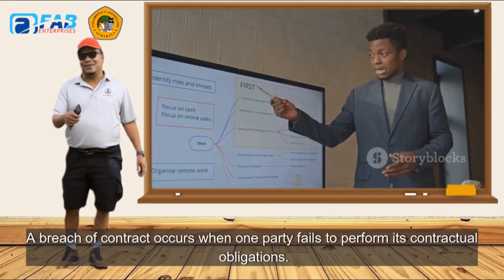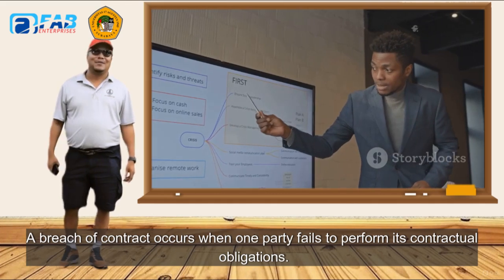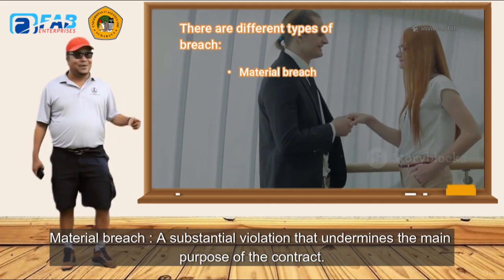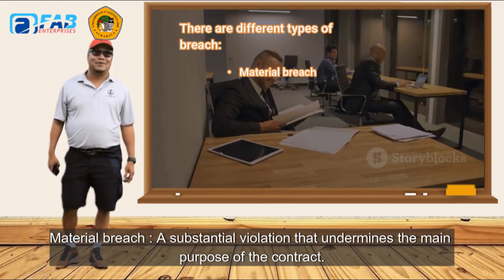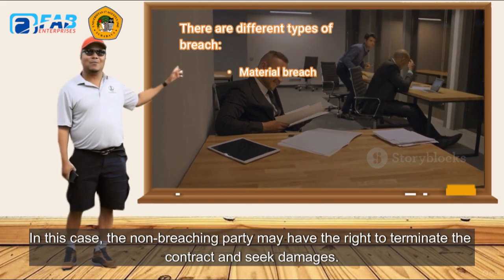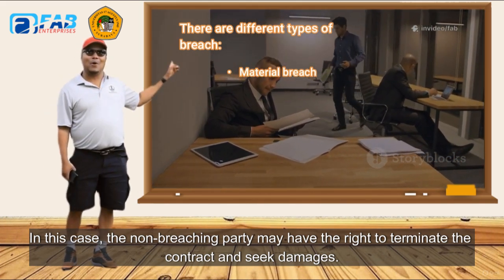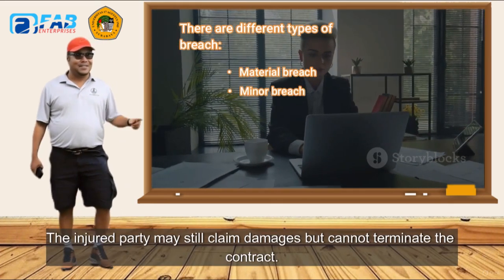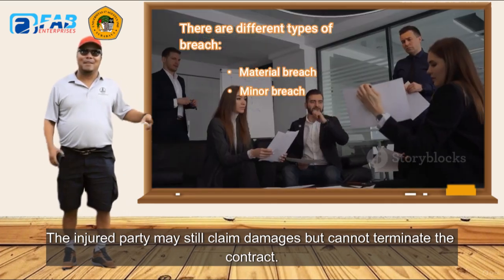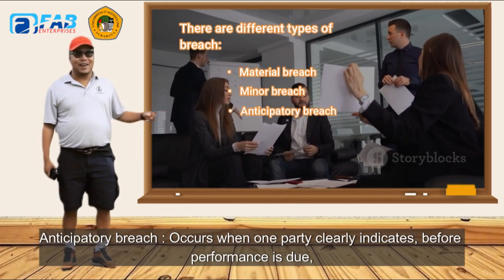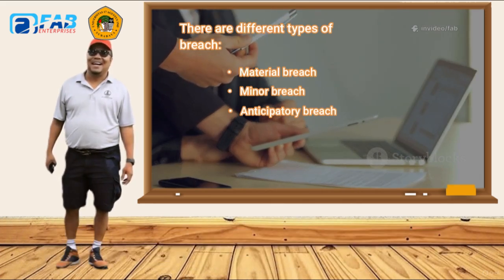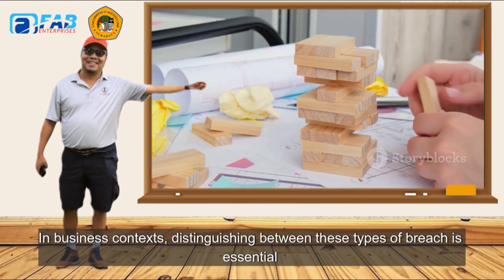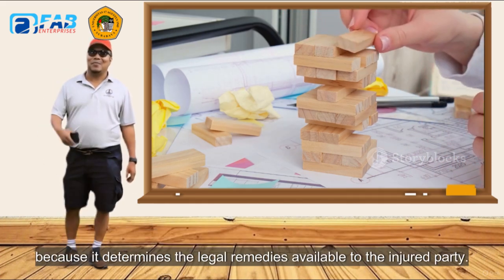Breach of contract. A breach of contract occurs when one party fails to perform its contractual obligations. There are different types of breach. Material breach: a substantial violation that undermines the main purpose of the contract. In this case, the non-breaching party may have the right to terminate the contract and seek damages. Minor breach: a less significant violation involving secondary obligations. The injured party may still claim damages but cannot terminate the contract. Anticipatory breach occurs when one party clearly indicates, before performance is due, that it will not fulfill its contractual obligations. In business contexts, distinguishing between these types of breach is essential because it determines the legal remedies available to the injured party.